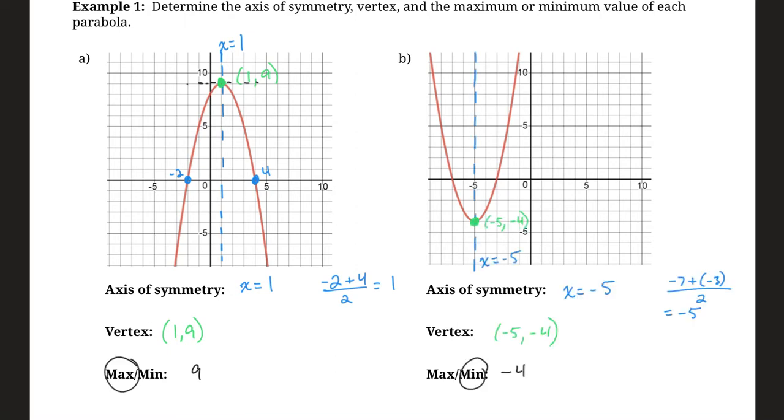So here are those properties. The equation of the axis of symmetry is x equals -5. Our vertex point is (-5, -4), and our minimum value in this graph is -4.